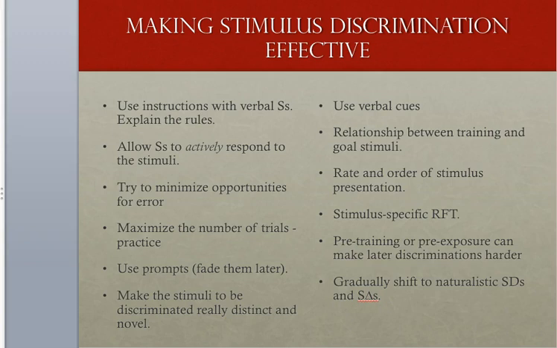So use verbal cues. You can use verbal prompting. Try to keep the relationship between the training stimulus and the goal stimulus similar. So if you're going to be training people how to cross the street, try to use signs and cues in the classroom that are consistent with what they're going to be seeing in the real world. Don't make them so different that when they get out in the real world, they have no idea what they're doing.